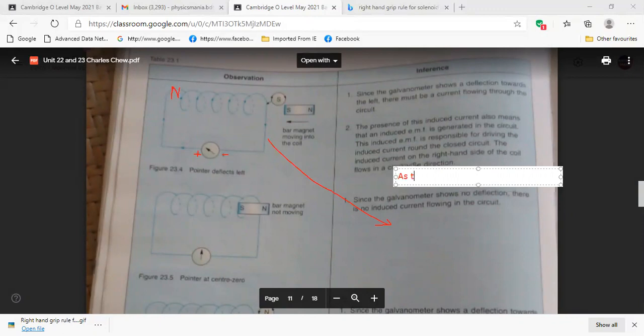As the magnet is moved towards the coil, there is induced EMF.